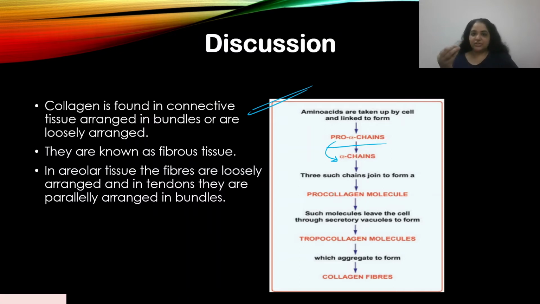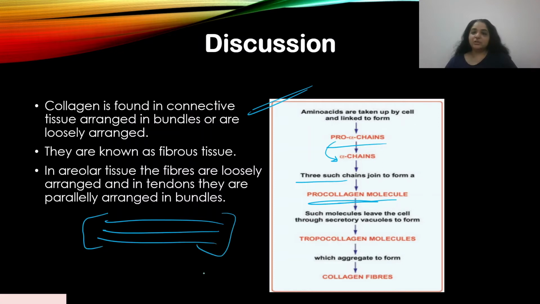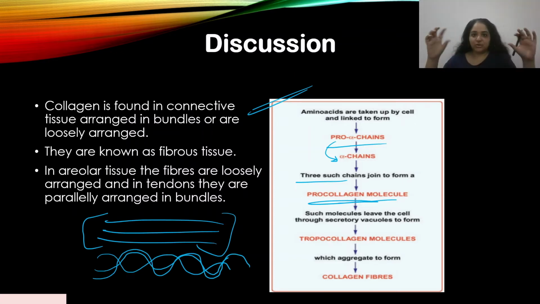Okay, so they have pro-alpha chains and they get converted to alpha chains, polypeptide chains. Now 3 such chains join to form a pro-collagen molecule. So that means you have 3 polypeptide chains and they form a pro-collagen molecule. And how are they typically arranged? They are typically arranged in a triple helical structure. Like DNA. DNA is a double helical structure, right? So collagen is a triple helical structure. You'll find 3 of those polypeptide chains intertwined together in a helical structure. So that is called a pro-collagen molecule.